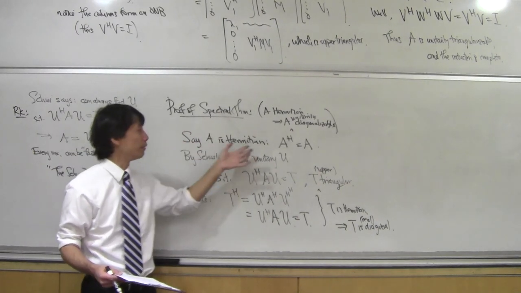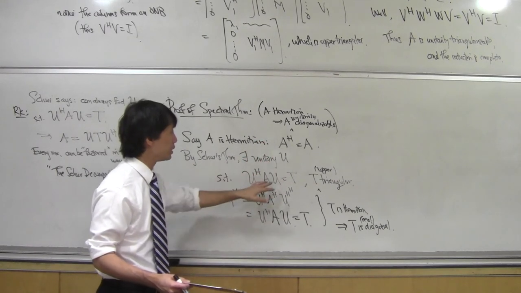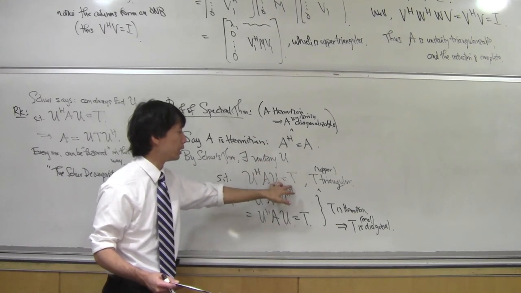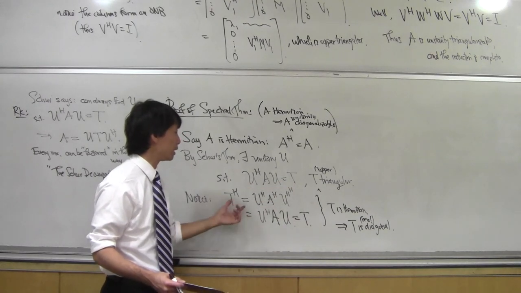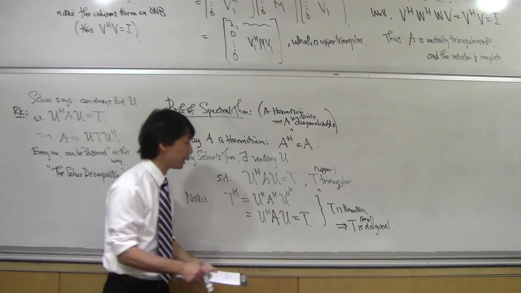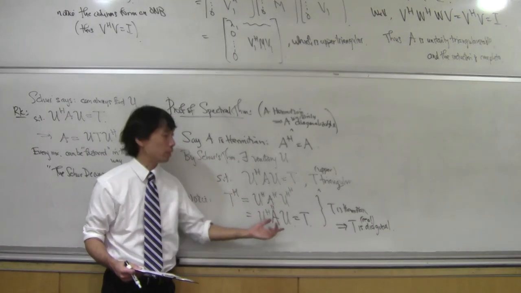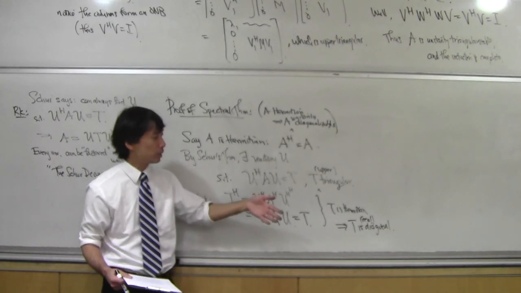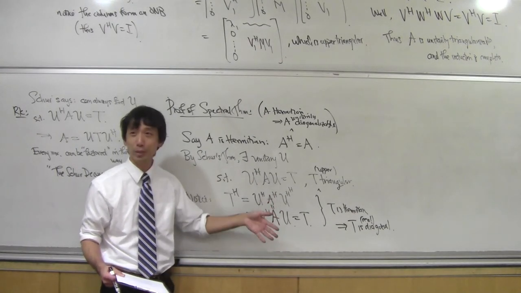If you're Hermitian, by Schur's theorem you're unitarily triangularizable, but then you notice that because of the unitary, T^H is equal to T, and so T is a triangular Hermitian matrix and thus diagonal.